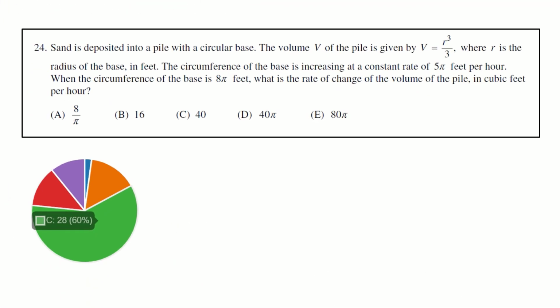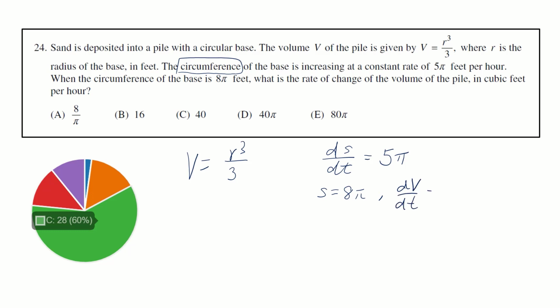Question 24. Sand is deposited into a pile with a circular base. The volume is given by V equals r cubed over 3, where r is the radius of the base. The circumference of the base is increased. So the circumference, let's call it S, dS/dt, is increased at a constant rate of 5 pi feet per hour. So S equals 8 pi. When the circumference of the base is 8 pi, we also find the rate of change of the volume. What is dV/dt? We are given the relation between V and r and also given dS/dt.